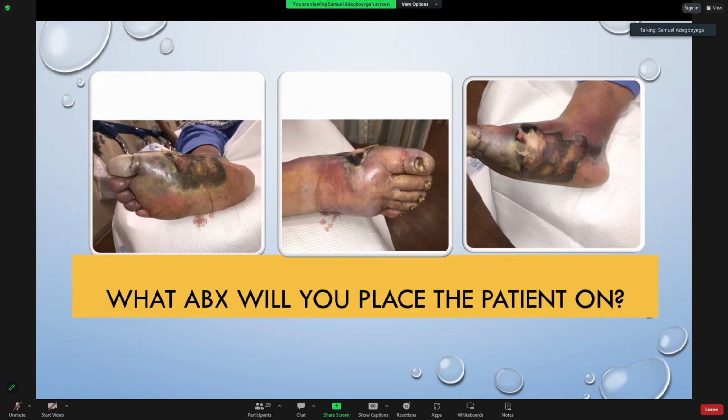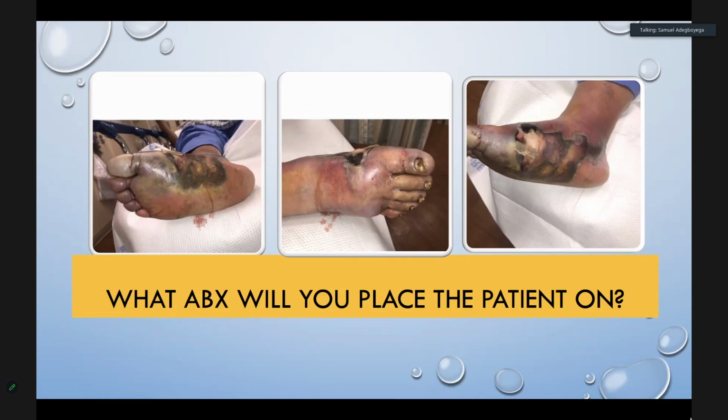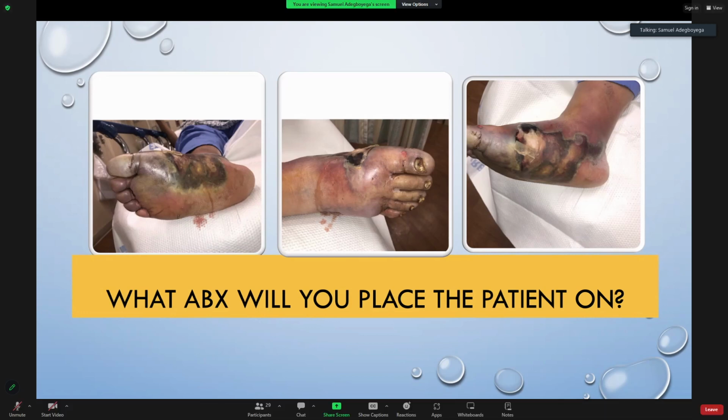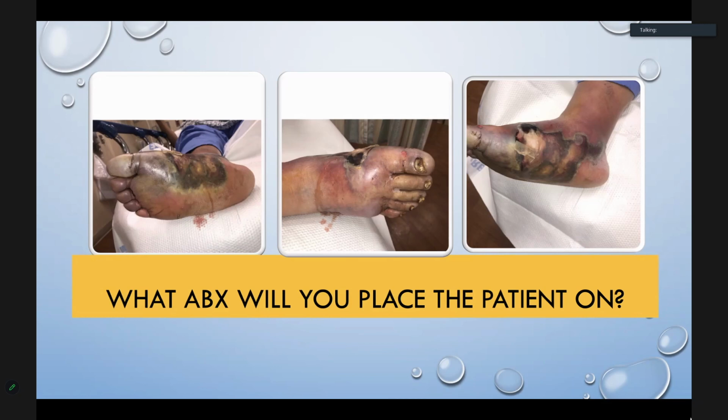Does that make sense? So an immunocompromised patient with a mild infection, you cover staph strep. But once it becomes moderate to severe, you cover polymicrobial. Very important. Any questions about that? Anyone? Are we good? Yep.